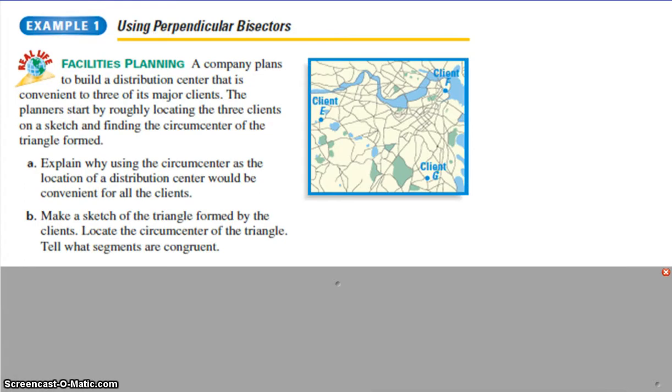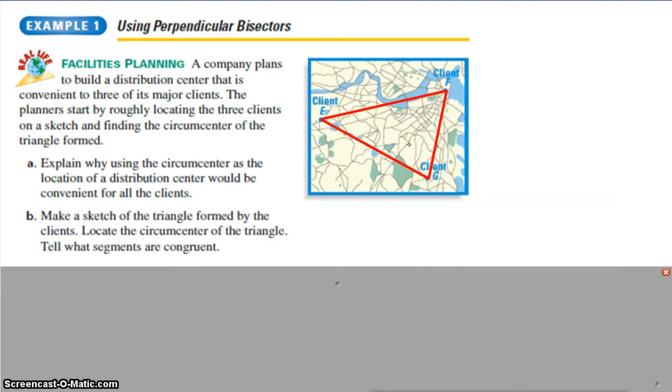Alright, so here we have a word problem, and we're going to use the perpendicular bisectors in this word problem. It says, a company plans to build a distribution center that is convenient to three of its major clients. The planners start by roughly locating the three clients on a sketch and finding the circumcenter of the triangle formed. So they create a triangle to each client, EFG, and inside this they find the circumcenter. Okay?